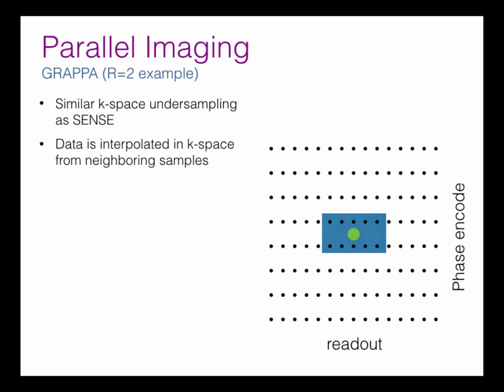And what happens is you slide this box around. Once you know how to do that inversion, you can slide the box around and you can reconstitute all the missing data from every line. And this method is known as GRAPPA.